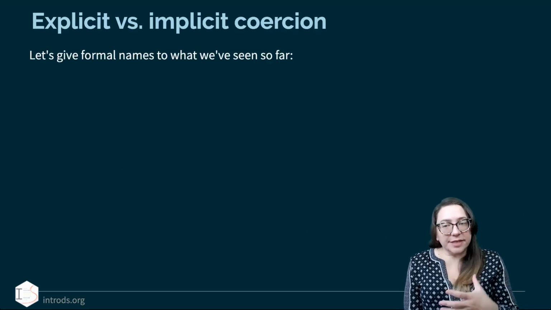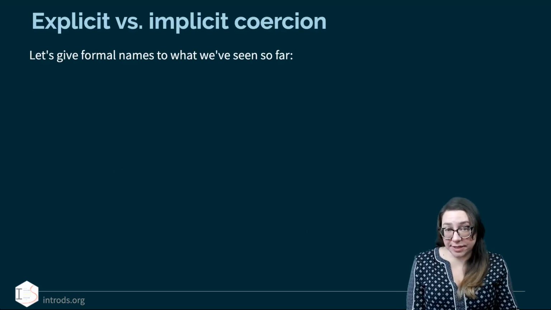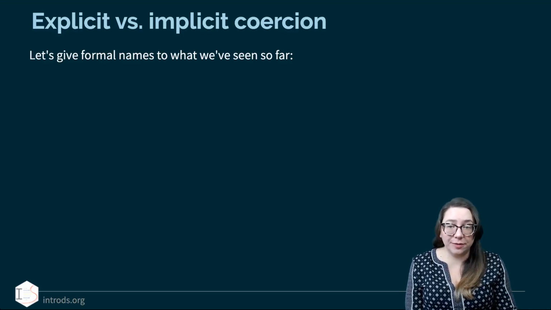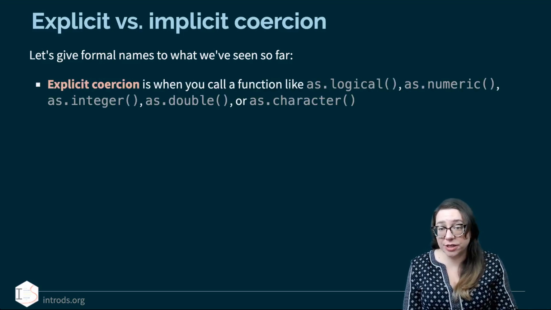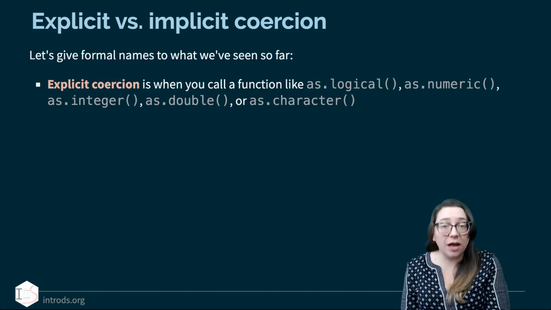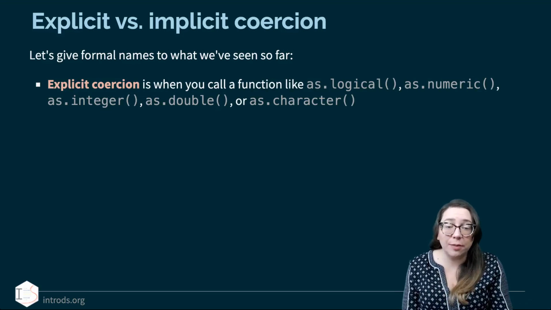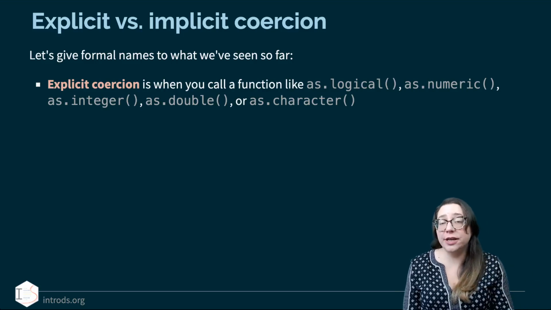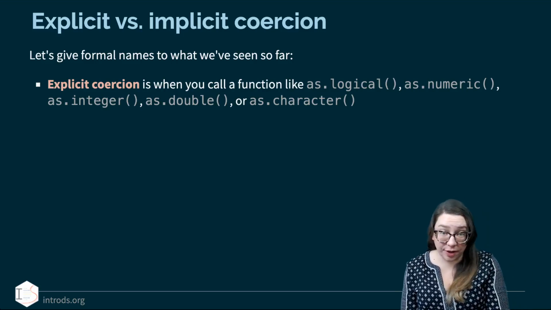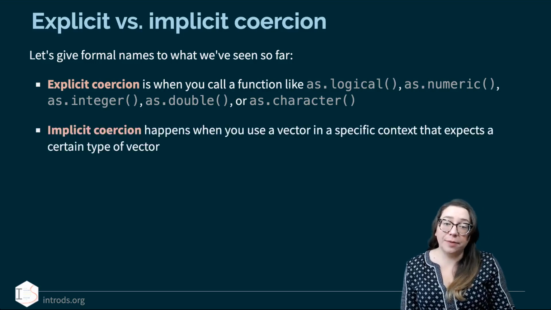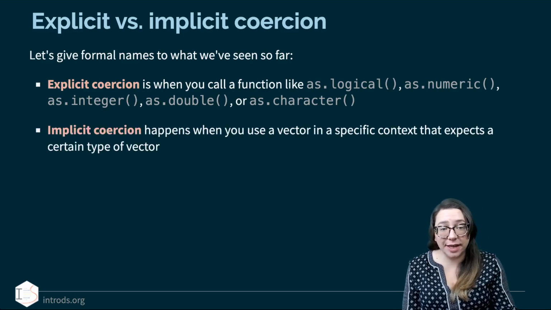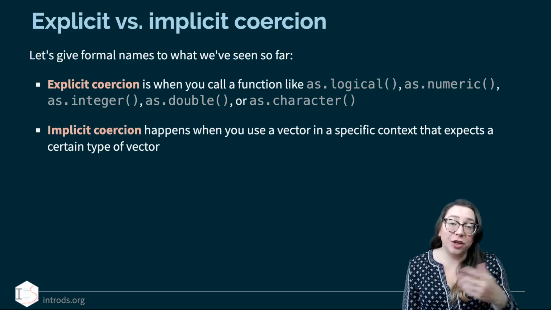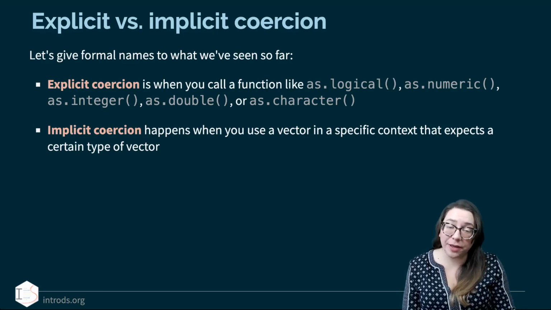So these are called explicit versus implicit coercion. These are the formal names for what we've seen so far. Explicit coercion is when you call a function like as.logical, as.numeric, as.integer, as.double, or as.character to intentionally convert the type of one variable to another. An implicit coercion happens when you use a vector in a specific context that expects a certain type of vector, and if it's not there, R will do the conversion for you. It'll do it quietly, and then you'll have to inspect the results to see if you're happy with the conversion it did for you.